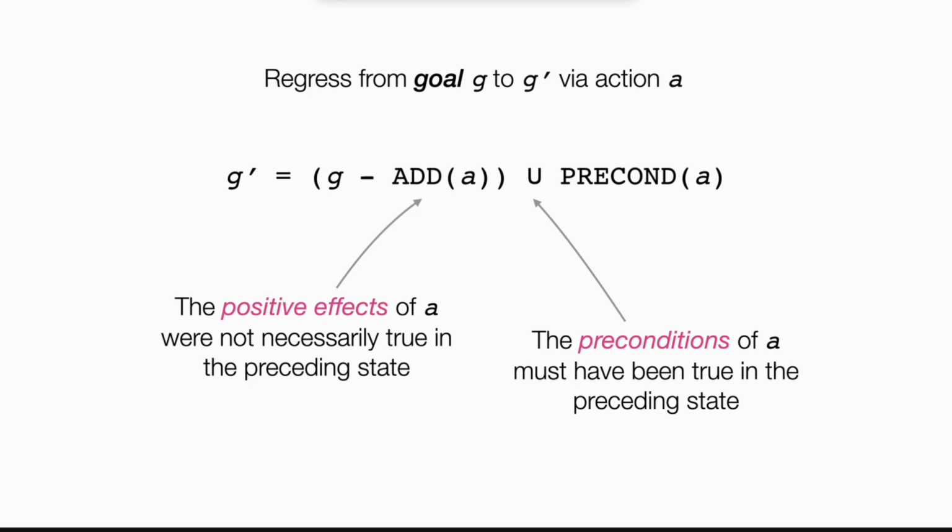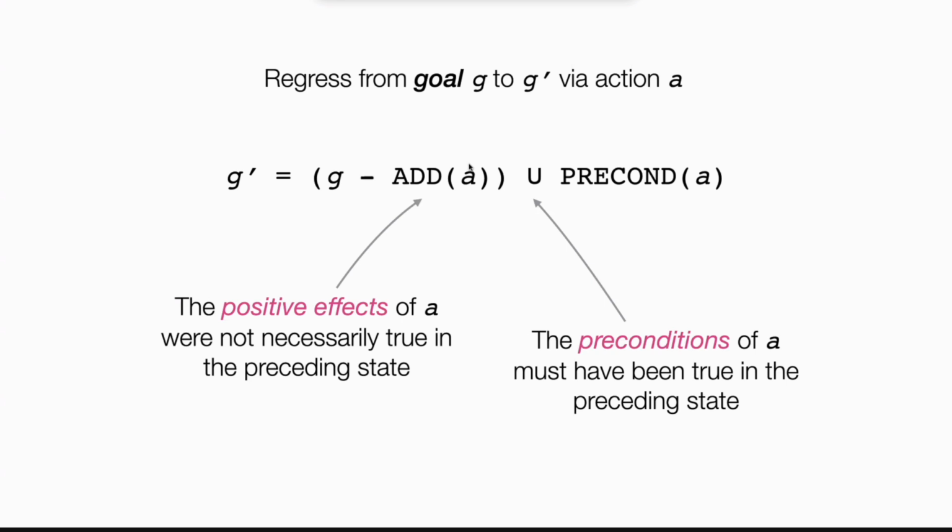Now, we can also think about regressing back from goal G to what we call G prime, which is the goal before G. And we won't look at this for too long, but it's an interesting thing for you to take away and puzzle over. So when we go backwards from a goal to a previous sub-goal, we subtract the add effects of the action that would have got us here, and we add the preconditions of that action to G prime.